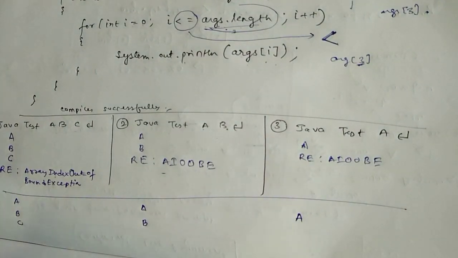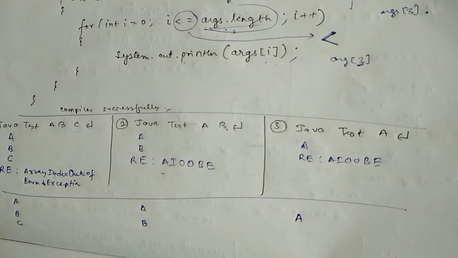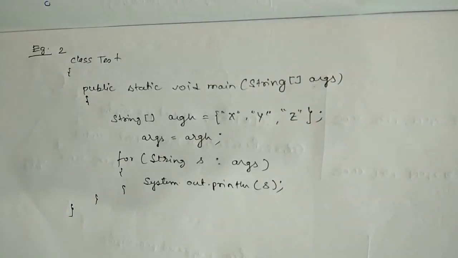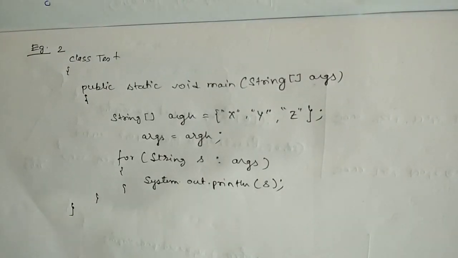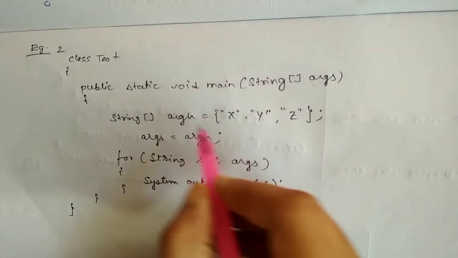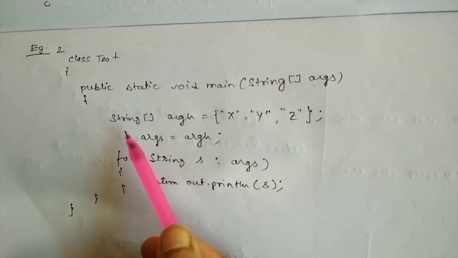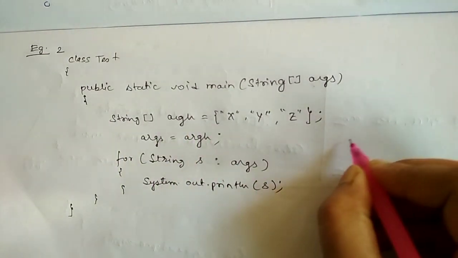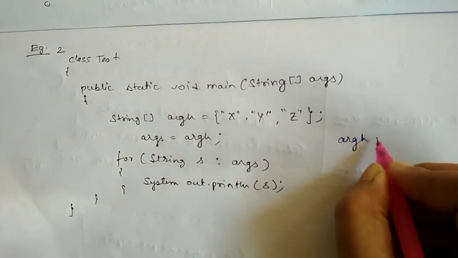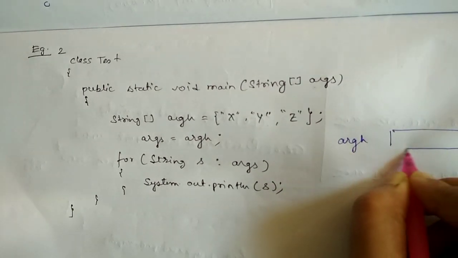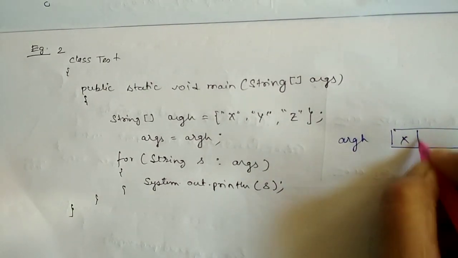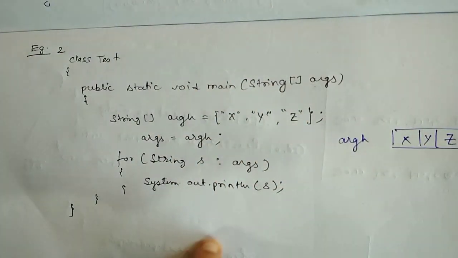Okay, so now let's take the second example. So we will look into the second example. What is here? We have created a string array. What we have done is created a string array with x, y and z.